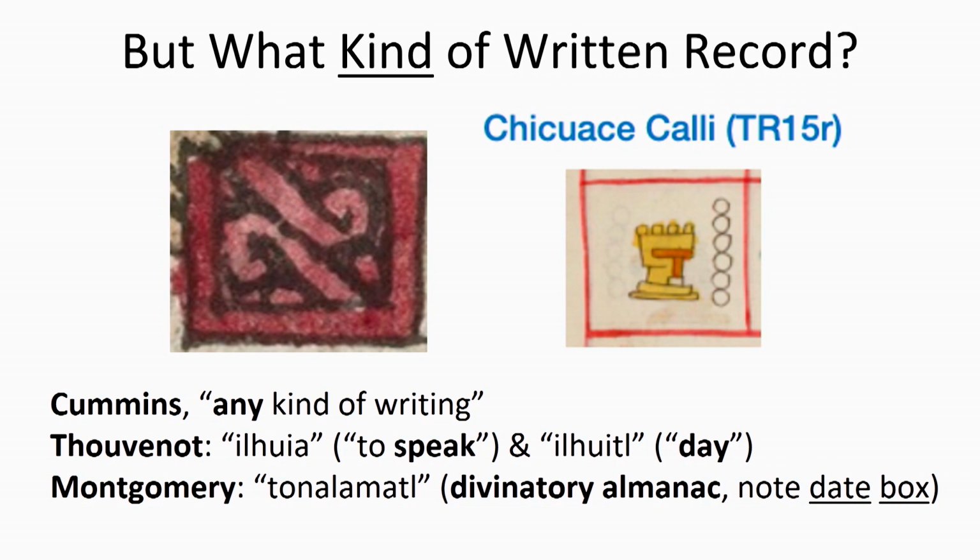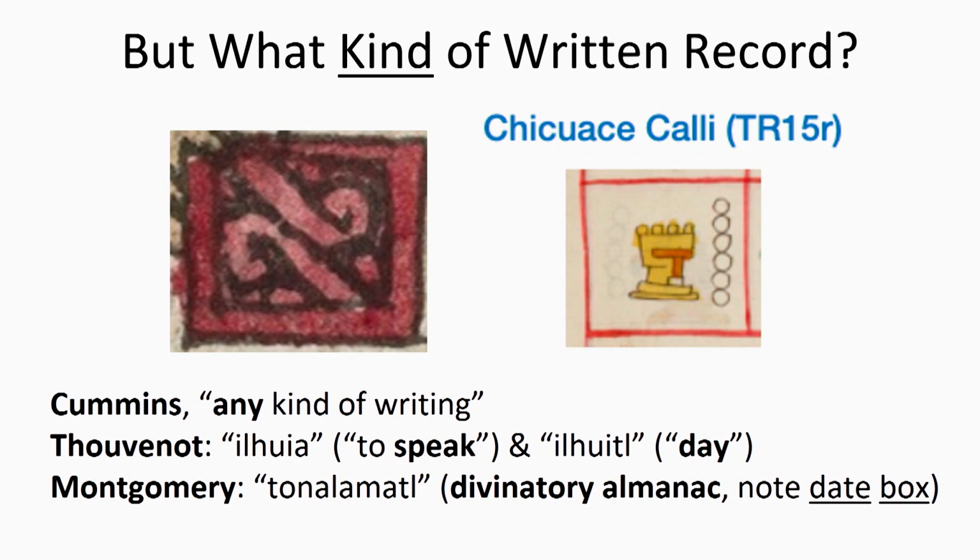Well, there's some discussion about it. I went to a wonderful presentation by Haley Woodward at Dumbarton Oaks a couple of months ago, and she was showing this glyph on the left, and she described it as the Tonalamatl, which is the divinatory almanac. And someone else in the audience said, well, that's really any kind of writing, not just the almanac. And I looked up, well, what does Marc Thouvenot say? And he says it either means ilhuia, to speak, or ilhuitl, day. So we've got different interpretations, and in some ways I think everyone's right. But we're still tracking it.